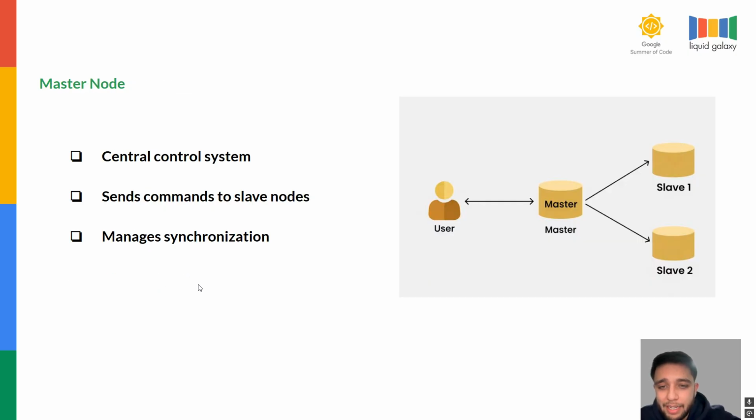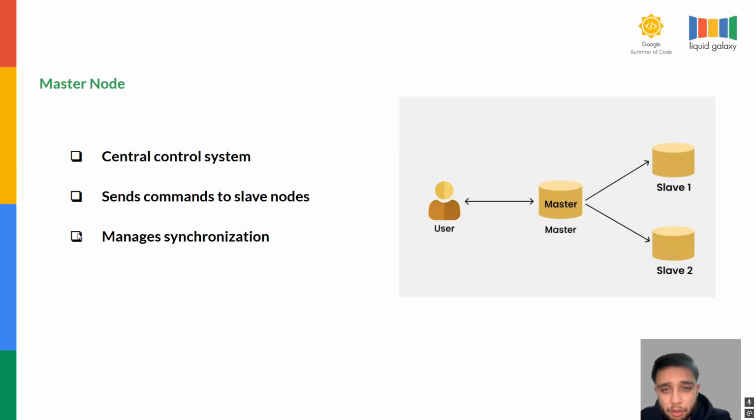Now we'll go to the next slide, master node. In this slide, I'll explain about the master node. The master node works as the central control system of the entire setup. You can think of it as the main controller or the brain of the Liquid Galaxy system. All the actions and system decisions are handled here first.